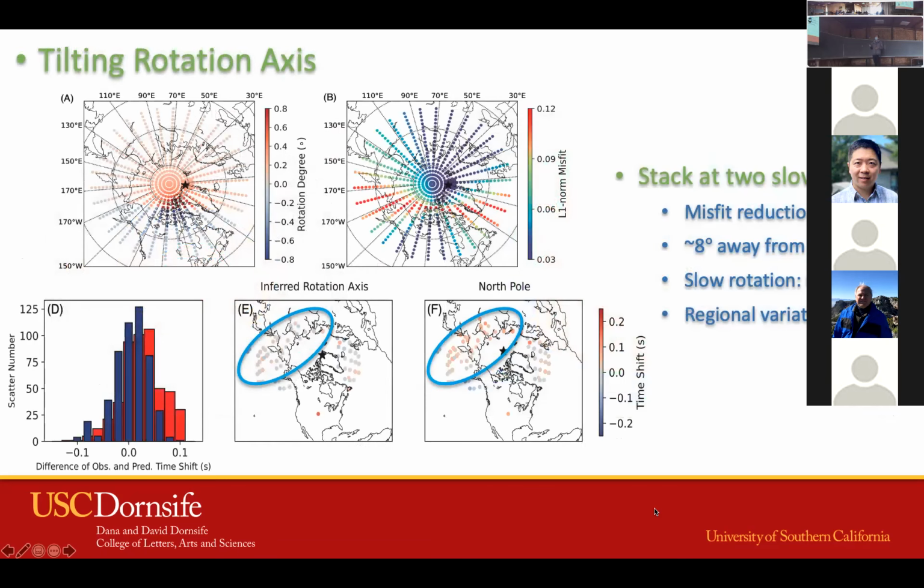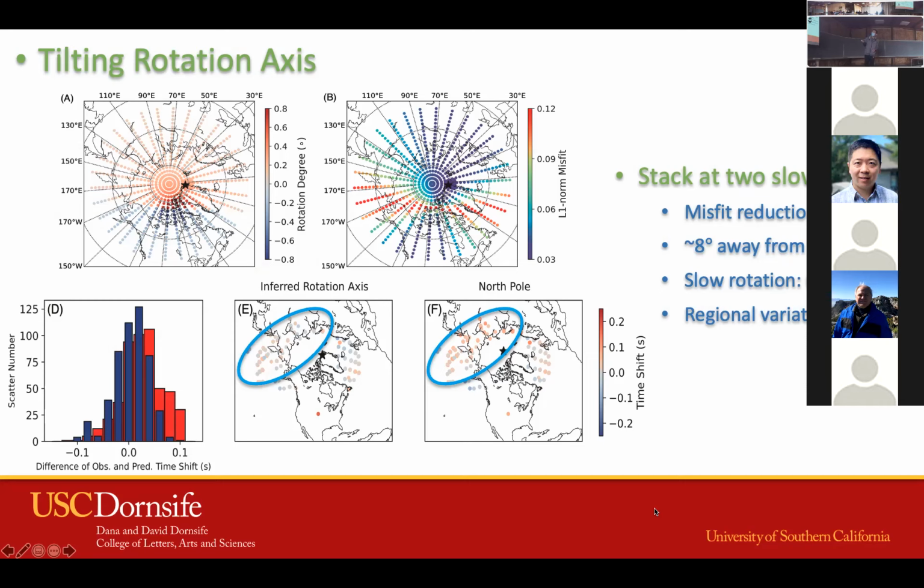So what we do is a grid search. We search the rotation axis together with its rotation amount, and the black star indicates our best result, which is almost 8 degrees away from the North Pole. However, this is ridiculous, because geodynamic studies allow at most 1 degree deviation, and most studies indicate it should be smaller than 0.1. So 8 degrees is too much. Where does this come from?